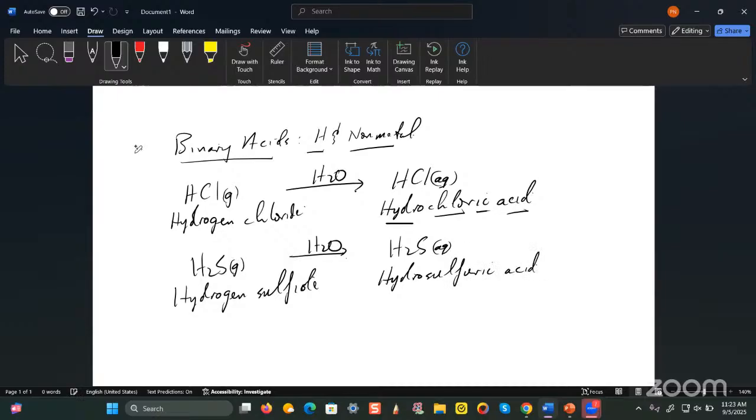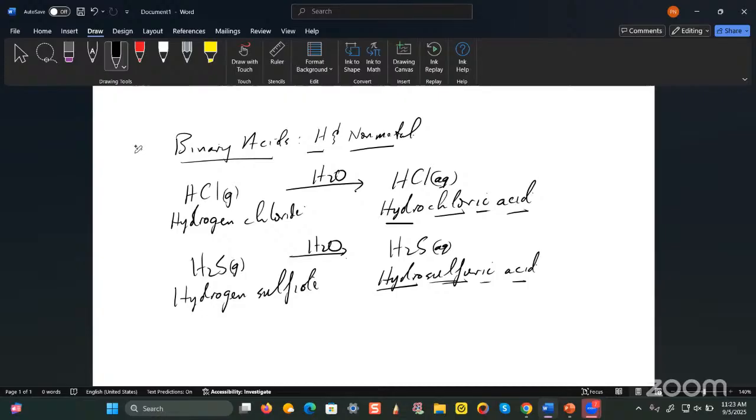All right. So again, it's hydro, then sulfur, which is basically the name of the other element in this case, and then ic acid. So that's basically how we name binary acids. Hydro, the stem of the name of the other element, and then ic acid. All right. Okay, so that's how we name binary acids.